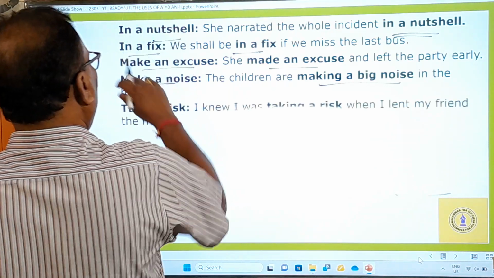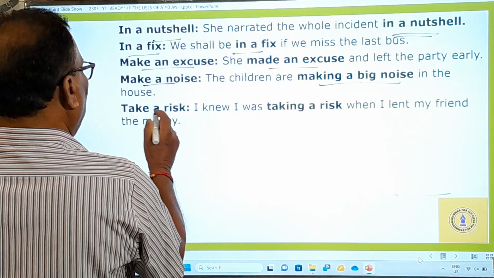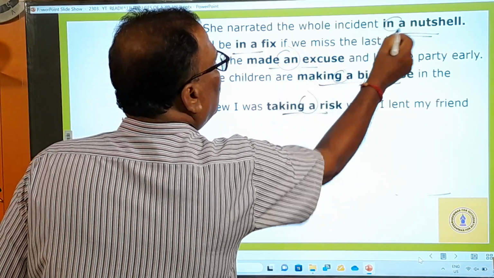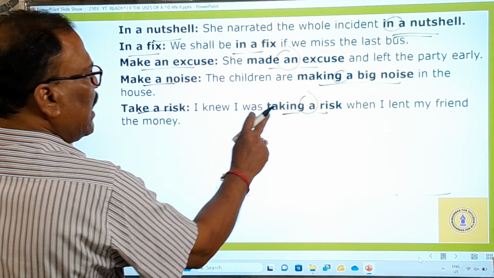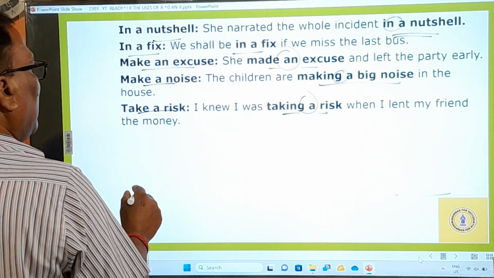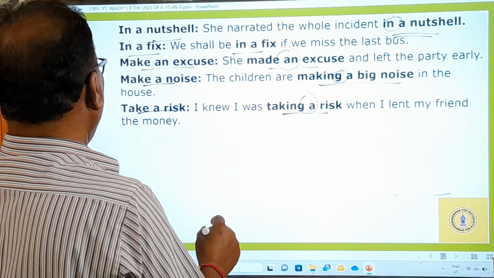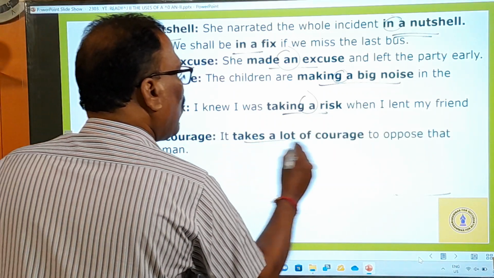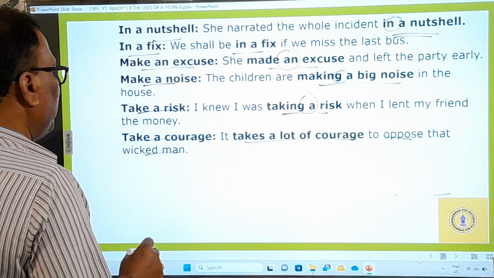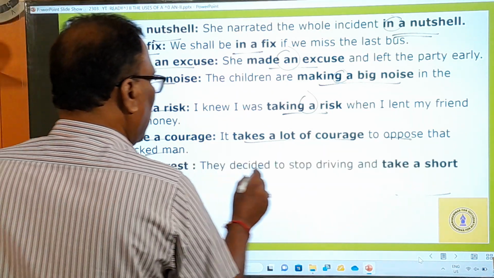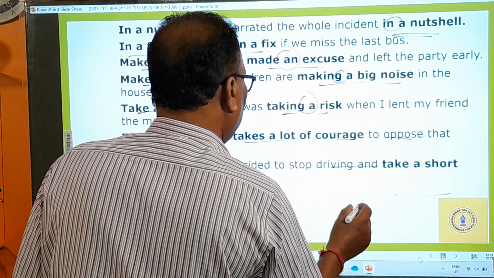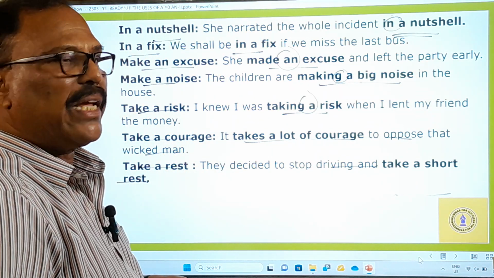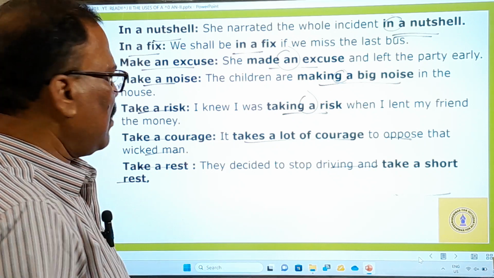In all these phrases, a or an is used. Take a risk. I am taking a risk. You have to watch all that. I knew I was taking a risk when I lent my friend the money. Take courage: it takes a lot of courage to oppose that wicked man. Take a rest. They decided to stop driving and take a short rest. Take a short rest. Take a long rest. Take a rest.